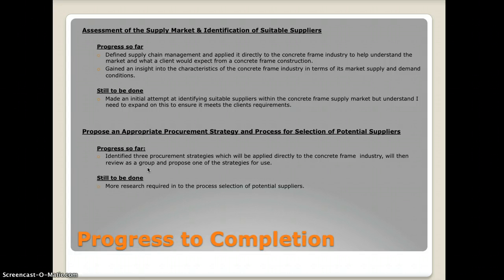I'm Stuart, and I identified the 3 procurement strategies which will apply directly to the concrete frames industry. Once we've done this, we can identify which strategy we feel will benefit the client most. What I still have to do is a process for selection of potential suppliers. We've decided that we're going to look at different companies' ways of doing it, and we will then choose which process we feel suits most.